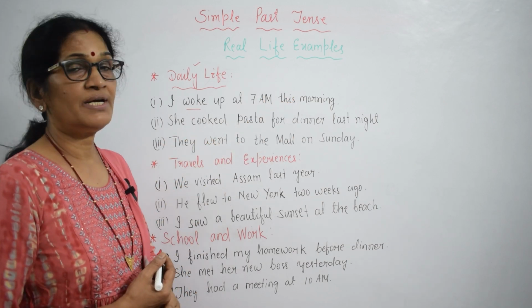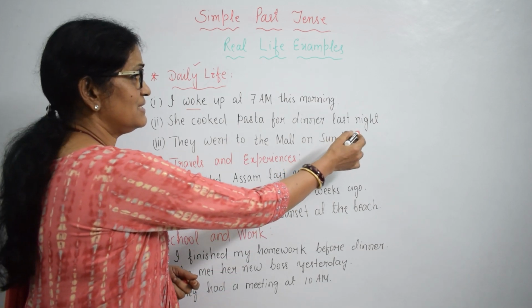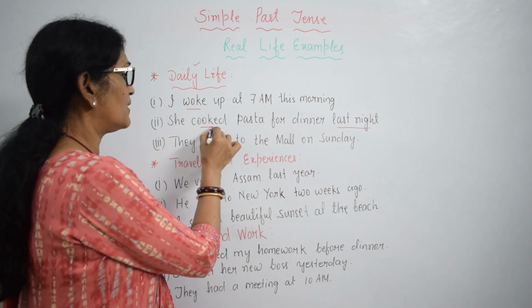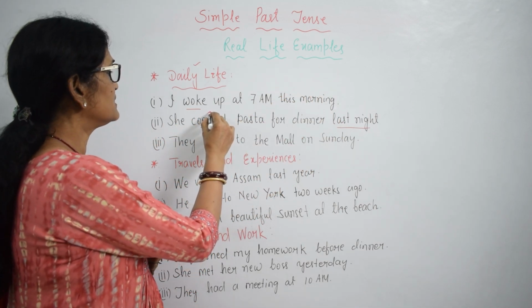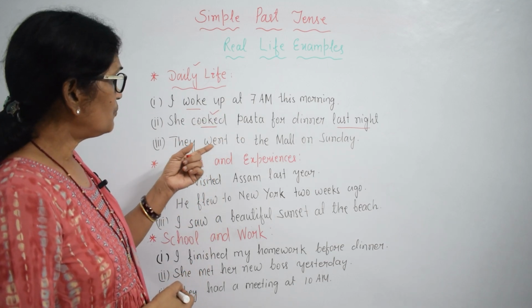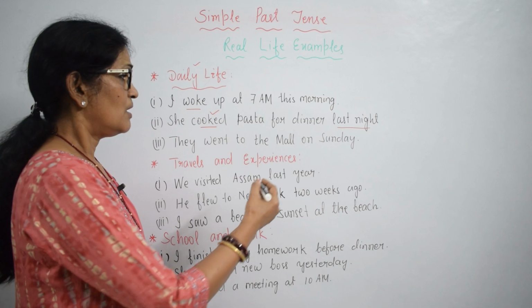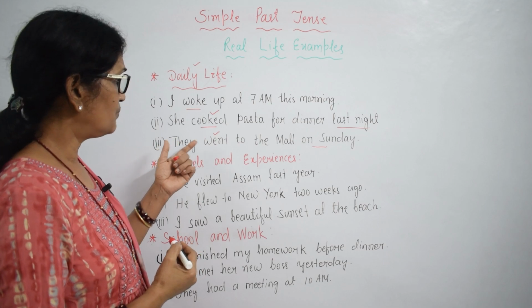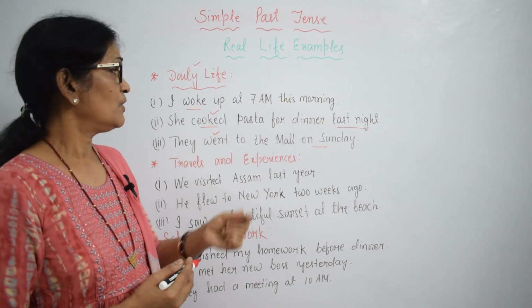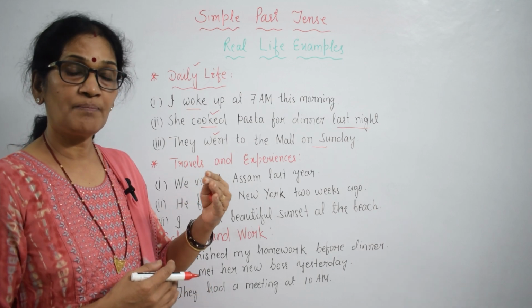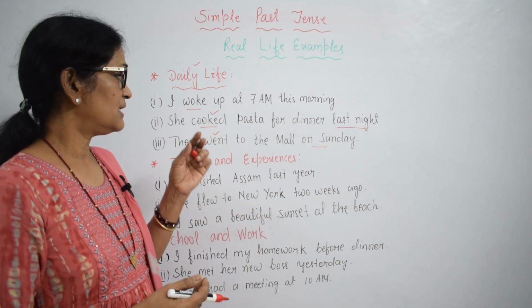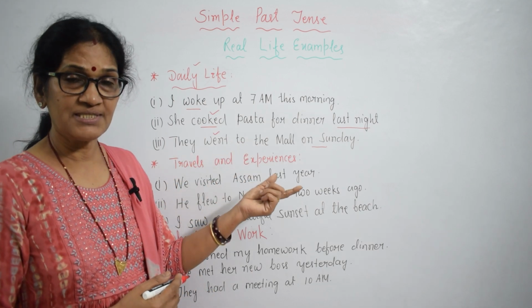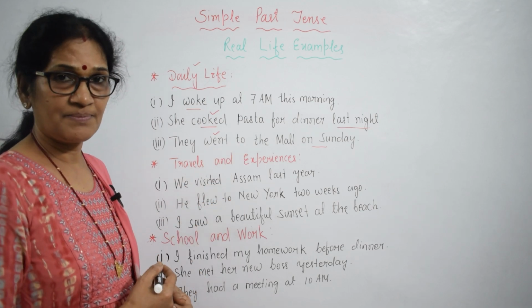She cooked pasta for dinner last night. This is the time expression for simple past. So she cooked. The action happened in the past, last night. They went to the mall on Sunday. On Sunday, the action already happened. So this is simple past. They went to the mall on Sunday. Okay, what you do in your daily life that has already happened in the past must be expressed in the simple past. Travel and experiences in the past must also be expressed in simple past.